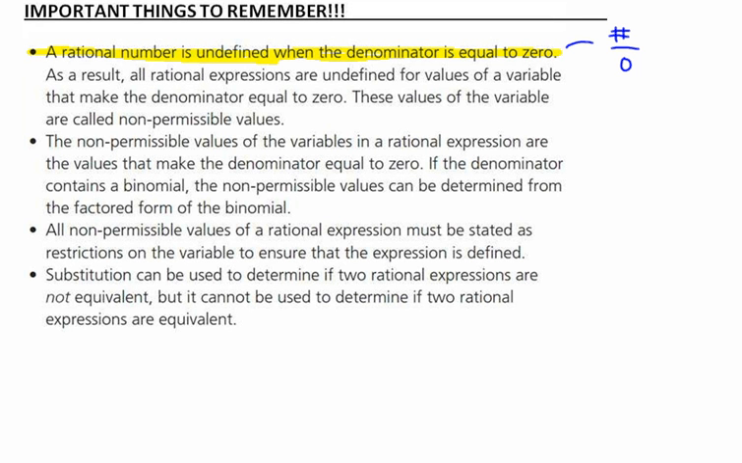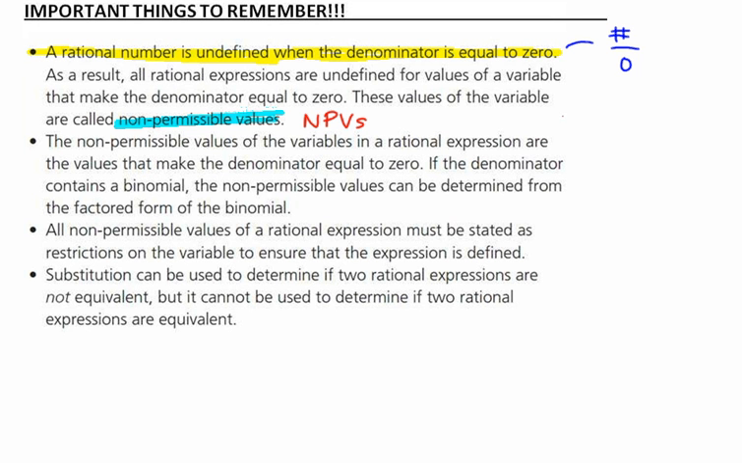And we call those non-permissible values. You might have heard that before, some of you. Okay, so non-permissible values are NPVs. We call them NPVs. They are the values that would make the denominator equal to 0.